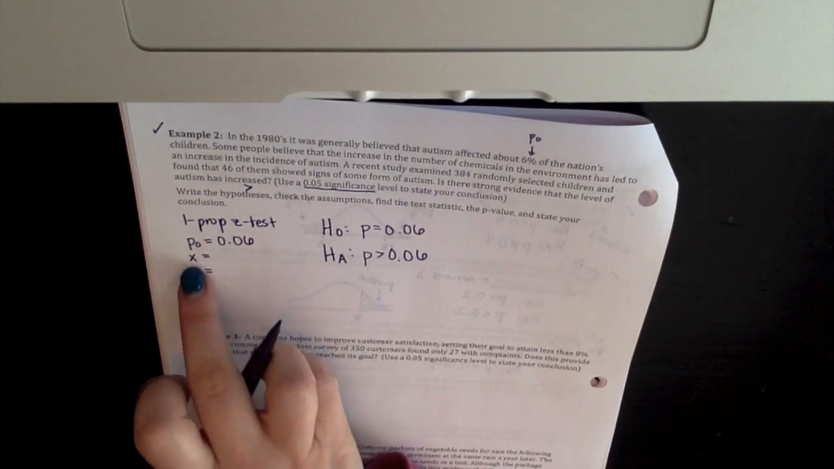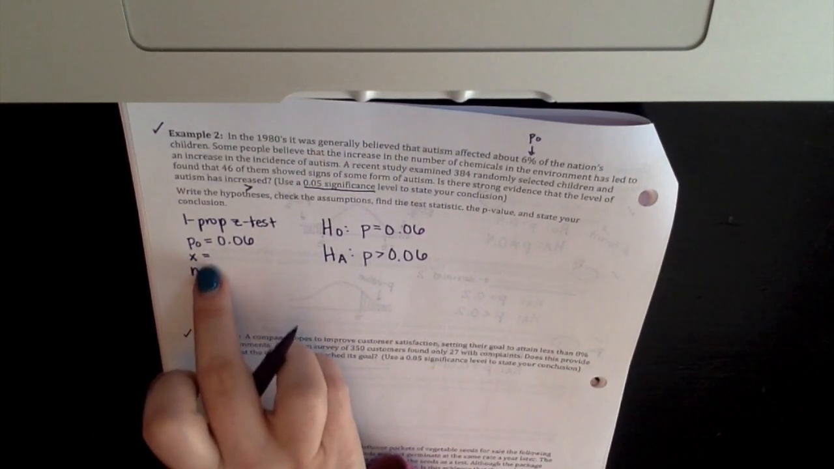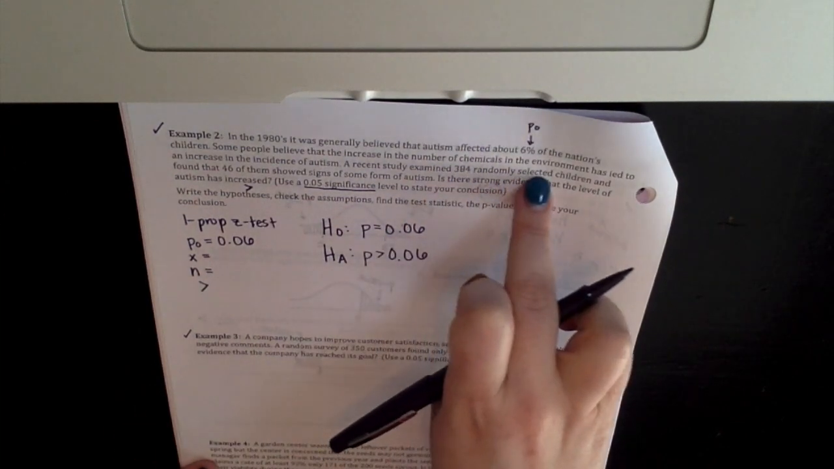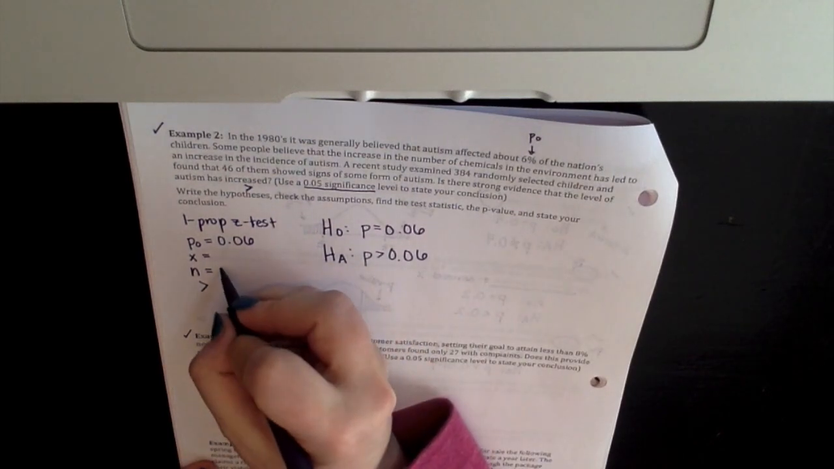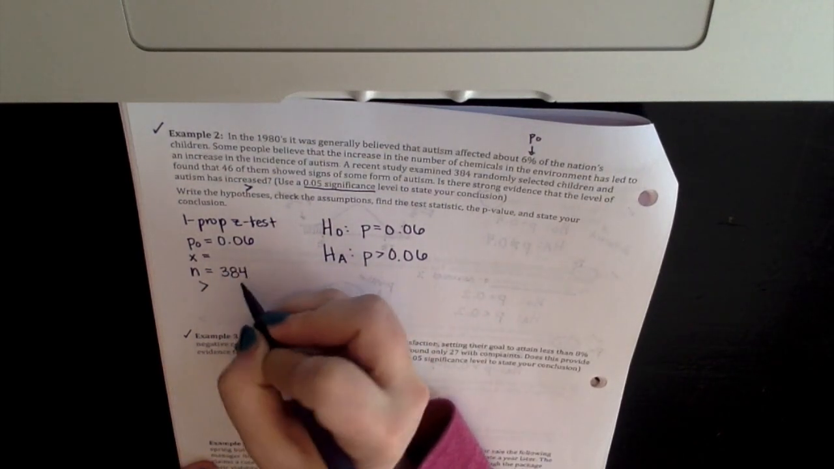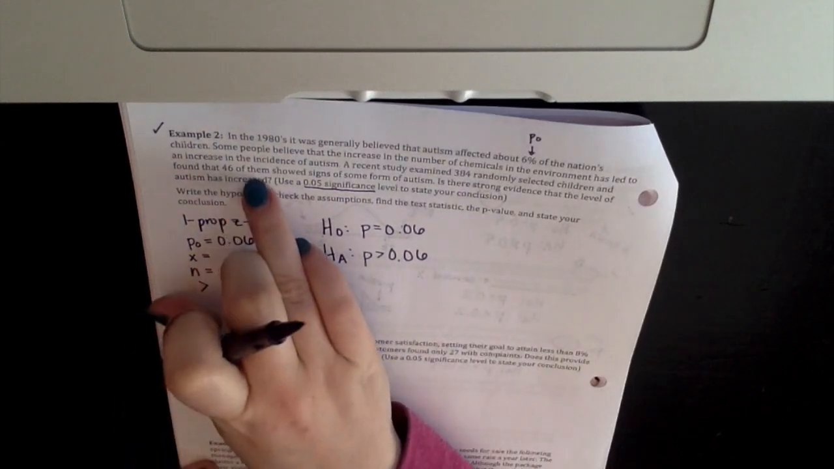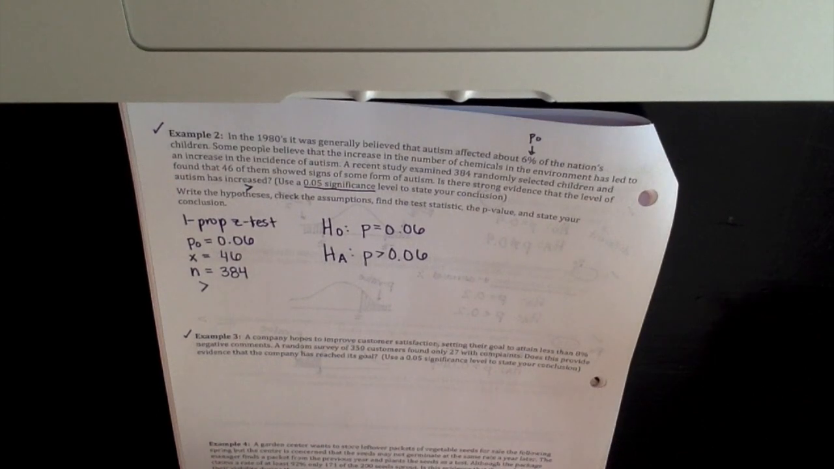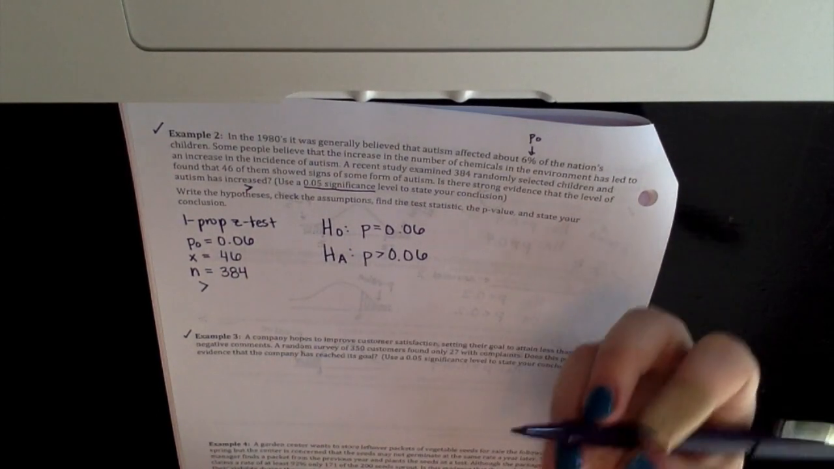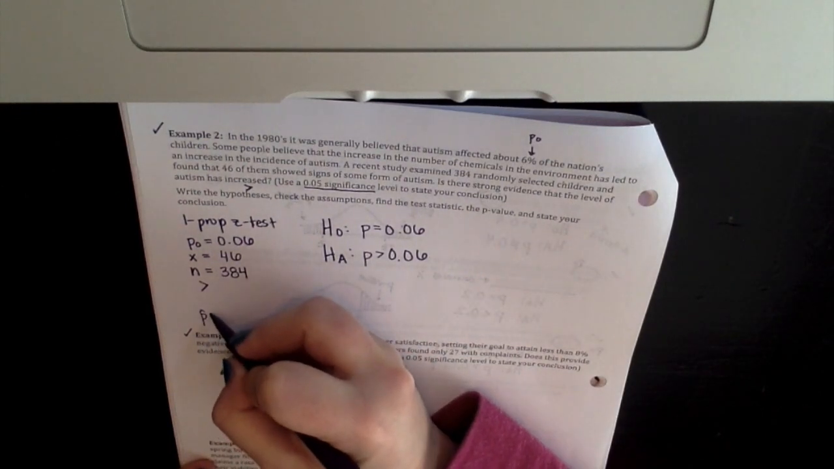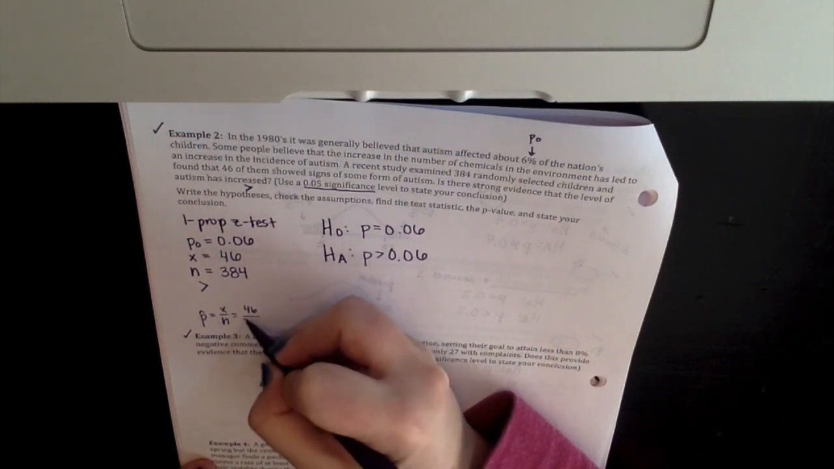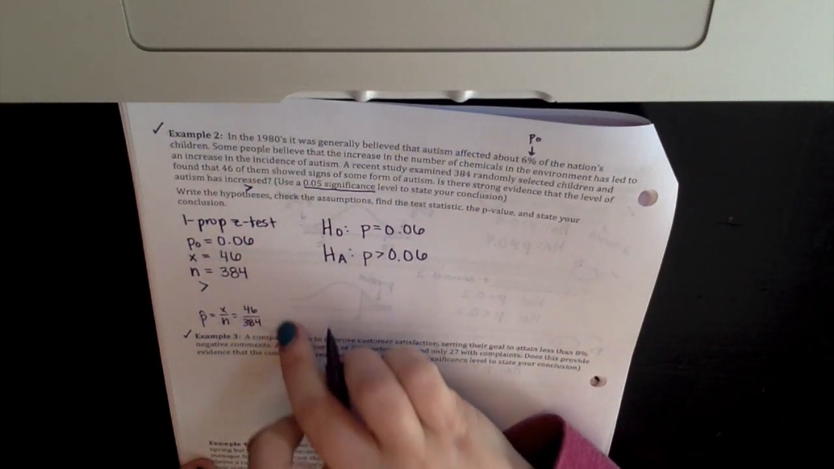Now I'm looking for the number of people who had autism in the sample surveyed. So back up here, 384 randomly selected children. So that was my N. And we found 46 of them showed signs of some form of autism. That's X. Okay? So what we could do right now, if you wanted to check, remember that P hat is equal to X over N, right? So if you really wanted to know, we could figure out what our sample proportion is right now.